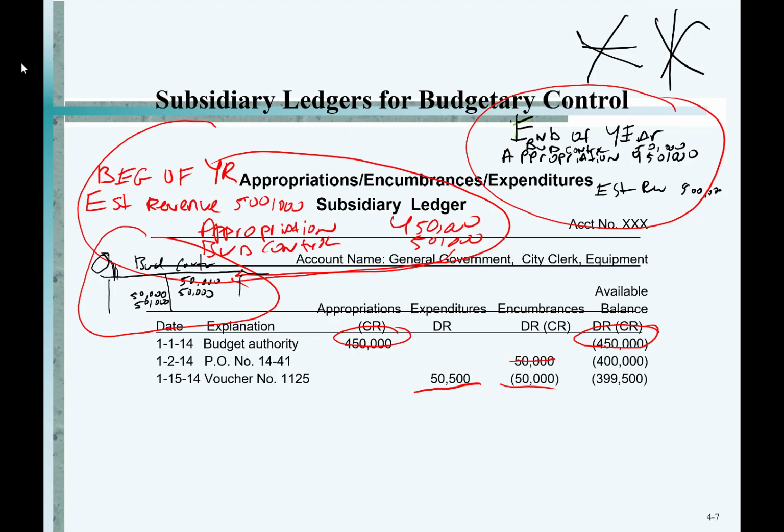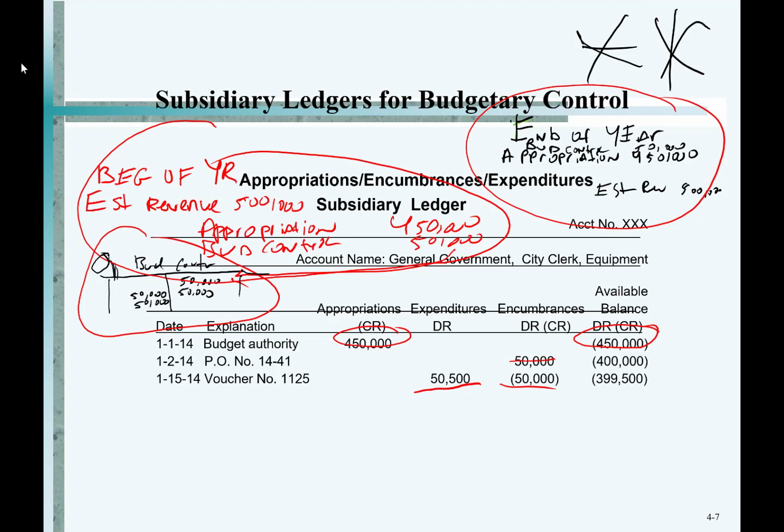During the year, you order goods, don't you? When those goods come in, don't you reverse everything? So by the end of the year, budgetary control will always go back to zero, won't it? Just like my estimated revenue account will go back to zero, my appropriations will go back to zero. Closing entries in accounting, your revenue and your expense accounts go back to zero, don't they?